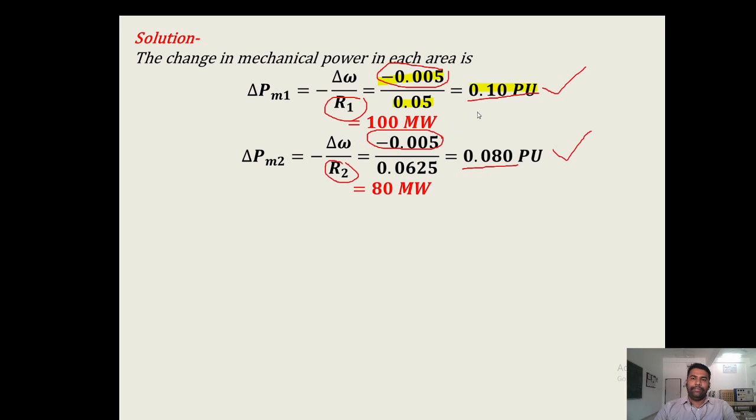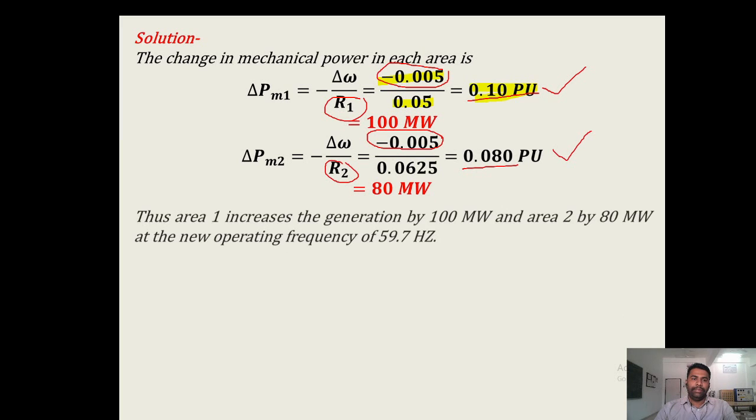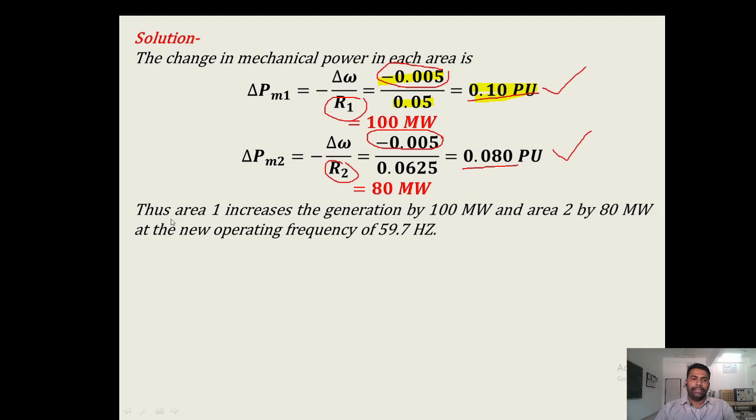So in megawatt, when you multiply these two values by 1000 base MVA, you will get the values in megawatt. So 100 megawatt in area 1 and 80 megawatt in area 2. But you just observe that area 1 increases the generation by 100 megawatt and area 2 by 80 megawatt at the new operating frequency of 59.7 hertz. So at 59.7 hertz, generator 1 increased by 100 megawatt and generator 2 increased by 80 megawatt.